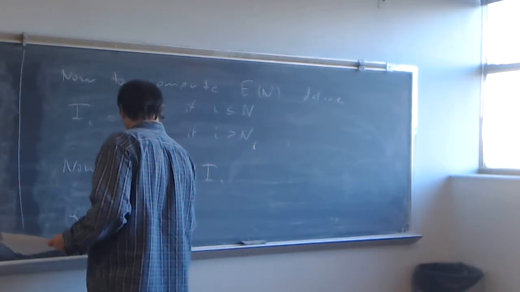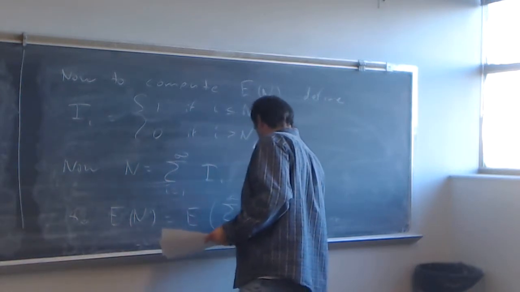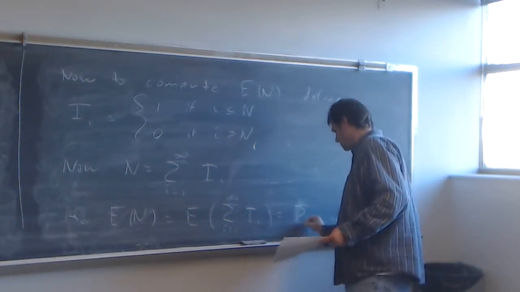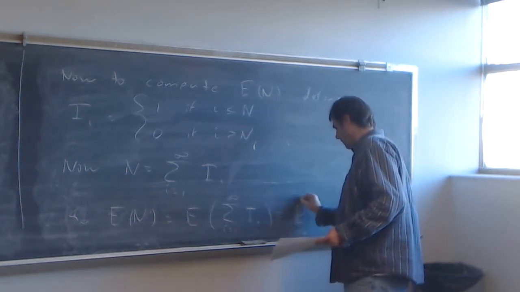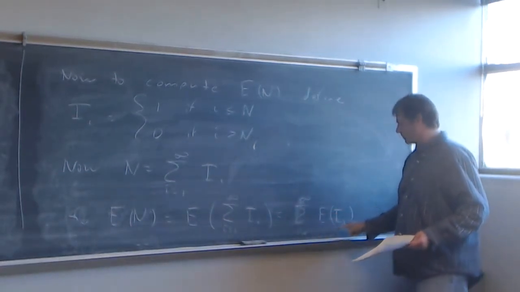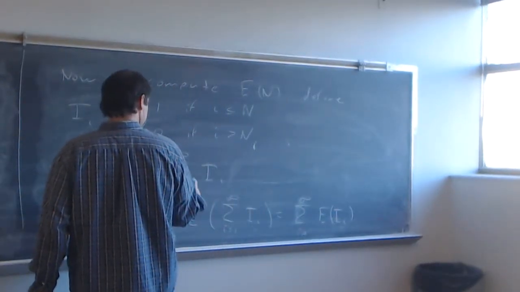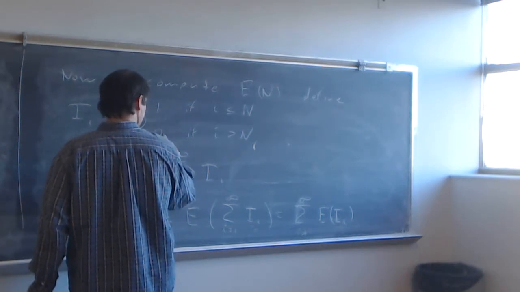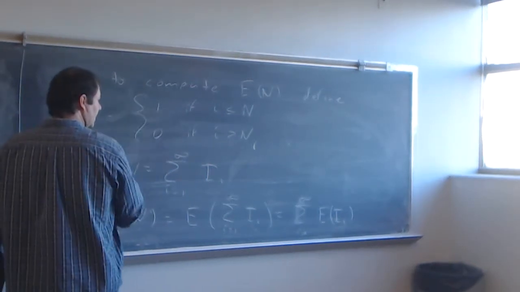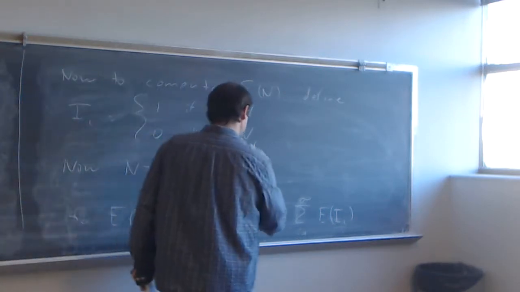So the expected value of n is going to be equal to the expected value of this sum, which equals the sum of the expected values, to infinity, of the expected value of I sub I. Now, this is a discrete random variable, so it will be 0 times the PMF evaluated at 0, so that's just 0, plus 1 times the probability that I sub I is equal to 1. Well, that's just the probability that I is less than or equal to n.